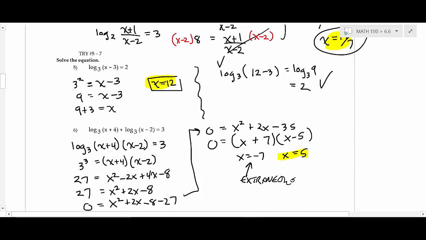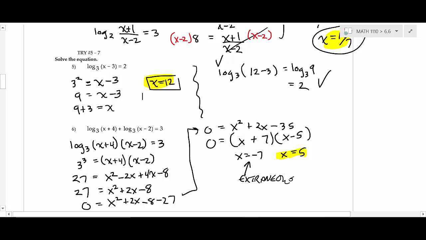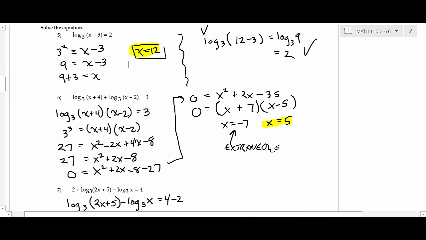How about number 6? Number 5, did you get 2 answers? What were the 2 answers to start with? 5 and -7. Now, which one didn't work? -7, okay? And it's because if you plug it in, you'd be doing a log of a negative number.